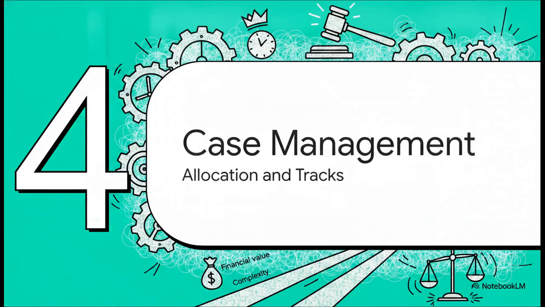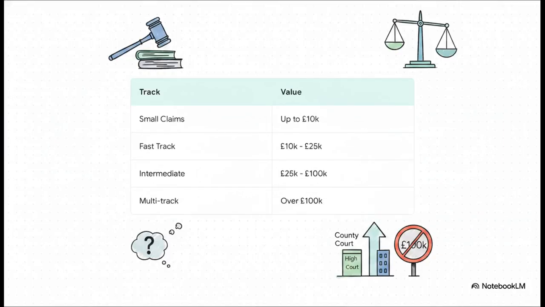It's go time. Section 4. Case management and tracks. Remember how we said the old system let the parties dictate the pace? Not anymore. Now the court actively takes the reins, using an allocation questionnaire to assign a case based on its financial value and complexity. Small claims handles disputes up to £10,000. The fast track is for cases between £10,000 and £25,000. The relatively new intermediate track handles less complex cases up to £100,000. And the multi-track handles the really big heavy hitters over £100,000.